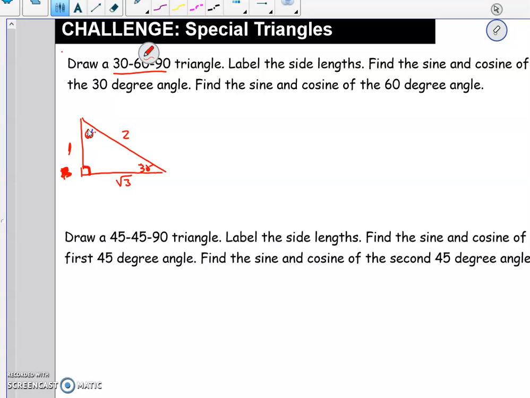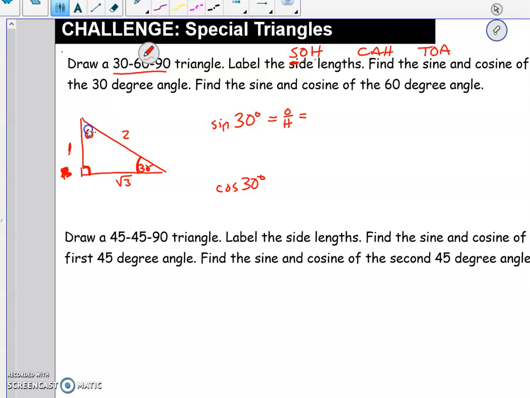All right, so this is the angle that I'm keying in on. That's my theta, right? So I'm going to find the sine of that 30 degree angle, and I'm going to find the cosine of that 30 degree angle. Then we'll do the same thing with the 60 degree angle. Okay, so the sine of 30, let's see, so, SOH CAH TOA. Maybe I should just write that up here. So, SOH CAH TOA.